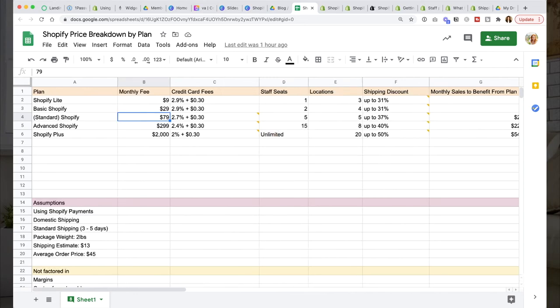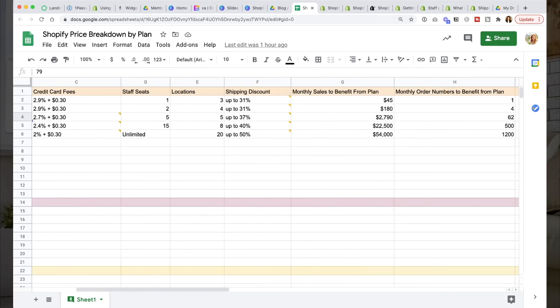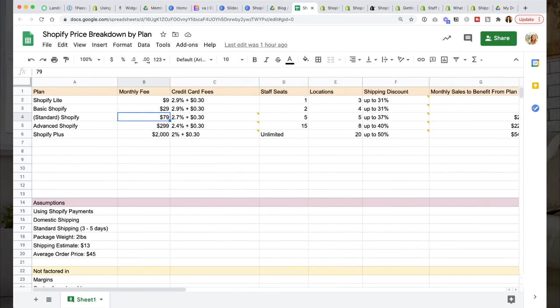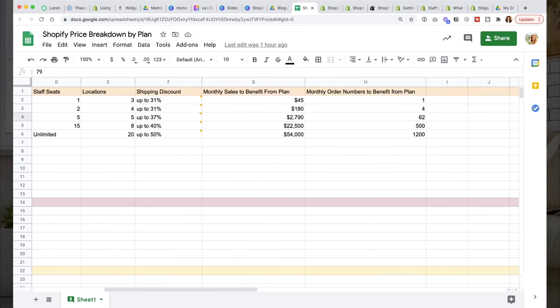Once you start to hit the tens of thousands of dollars in sales per month, that's when you want to start to look at not only Advanced Shopify but also Shopify Plus. I think it's valuable to look at both of these at the same time, because if you're growing to tens of thousands a month, it's only a matter of time before you jump up to that next level. So this is when you want to contact someone from Shopify and have them help you sort out which one of these two to go to.